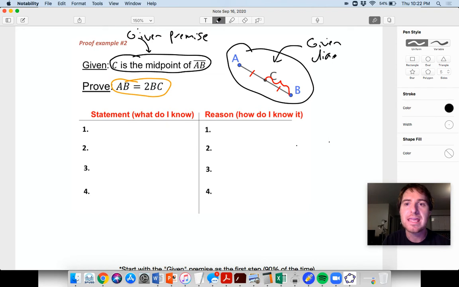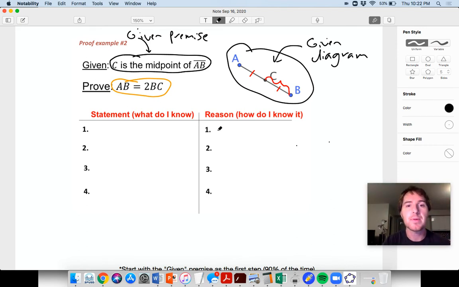All right, so to string together your reasons in order to prove this statement right here, we're going to use things from the given premise, and we're going to use information that we can deduce from the given diagram. This diagram is given to us, that's our beginning assumption. What are the things that we can deduce from it? What are we allowed to say about it, because we have rules and definitions that allow us to say things in geometry, okay?